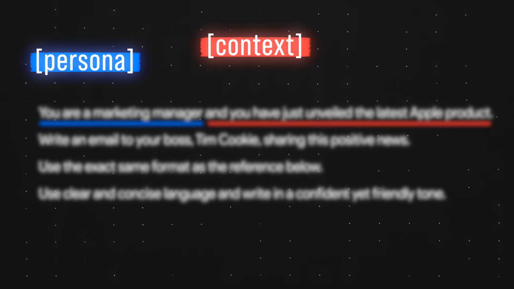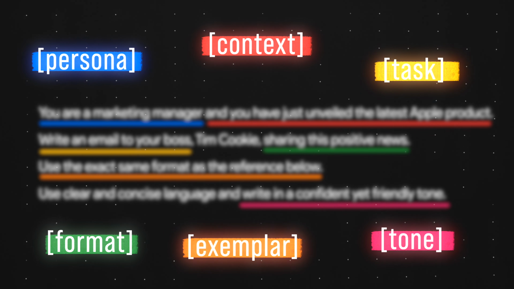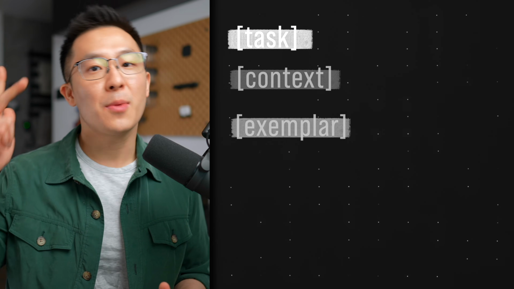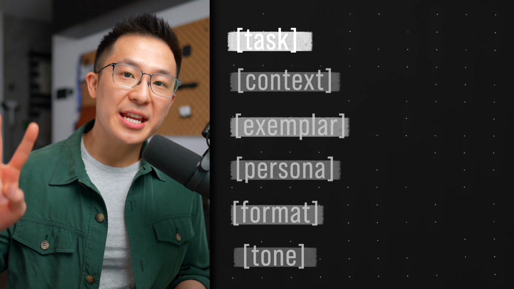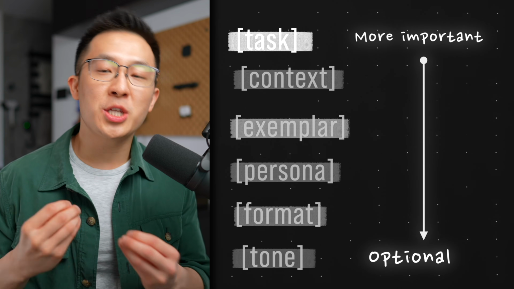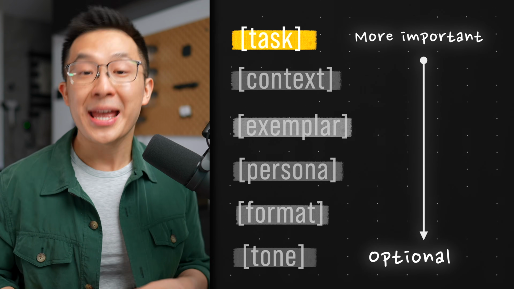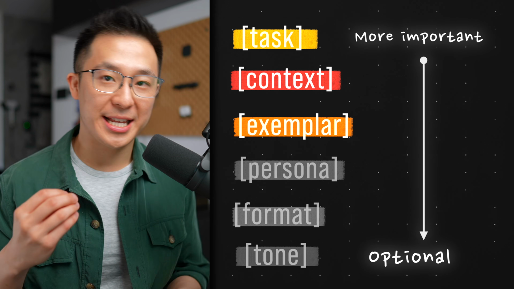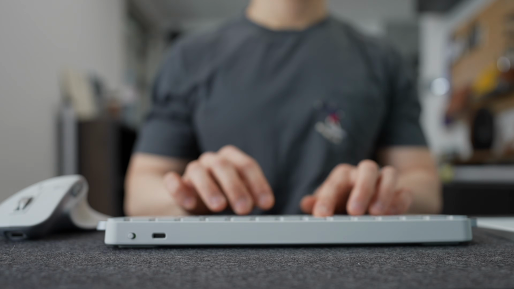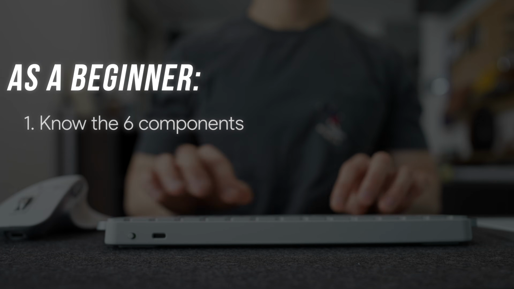So to progress to the next level, we need to first understand there are 6 components that make up a strong prompt: task, context, exemplars, persona, format, and tone. Second, there is an order of importance to these 6 building blocks. It's mandatory to include a task in your prompt. It's important to give context and exemplars, and it's nice to have persona, format, and tone. Third, know that you don't need all 6 components to get a good result.